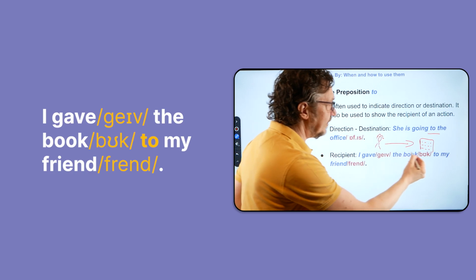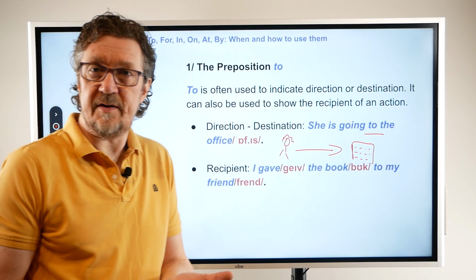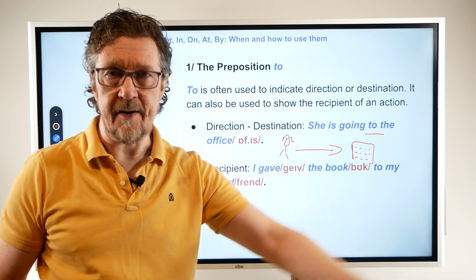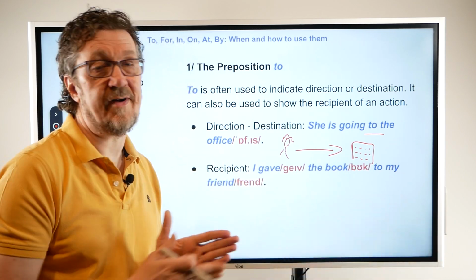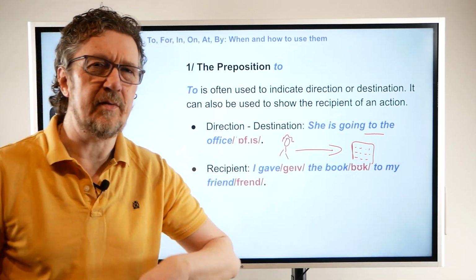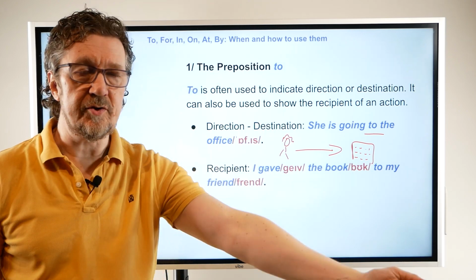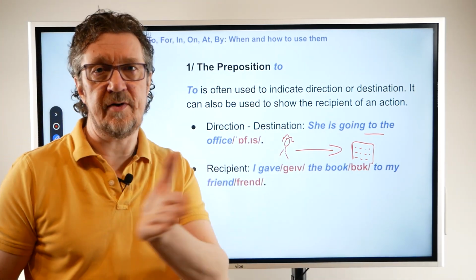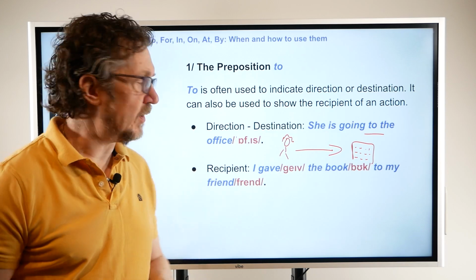Recipient-wise, I gave the book to my friend. So you can see, you can feel the interaction. I gave the book to my friend. It's going away from you direction-wise, but this is slightly different in the way that I'm kind of giving to someone. So it's somebody is receiving from me. He gave it to him. He received it from him, all right?